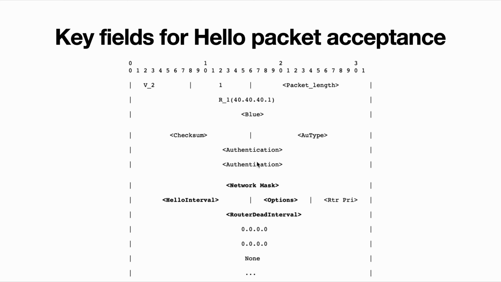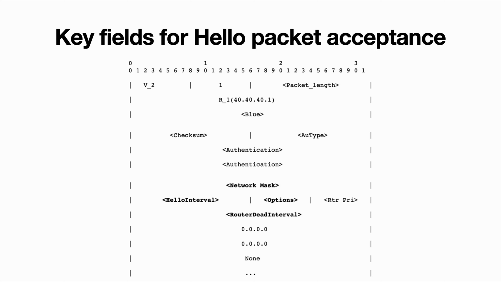On R3, this packet will be verified for correctness of the packet itself, that the IP packet is correct, and then it will be verified for correctness of the hello packet. So are those neighbors? Are they in the same area? Are they in the same network? And do they have the same hello interval, router dead interval, and options? To be adjacent neighbors, they should have this information matching.